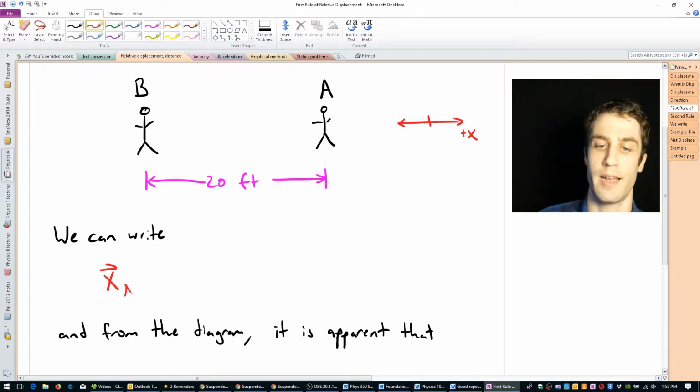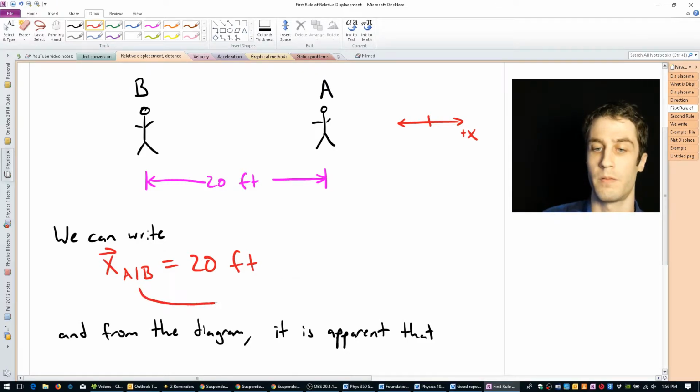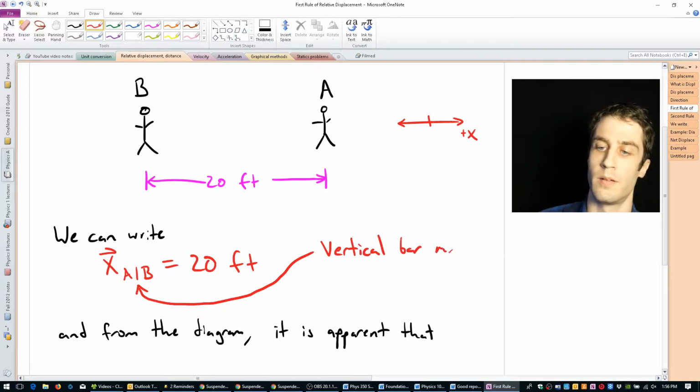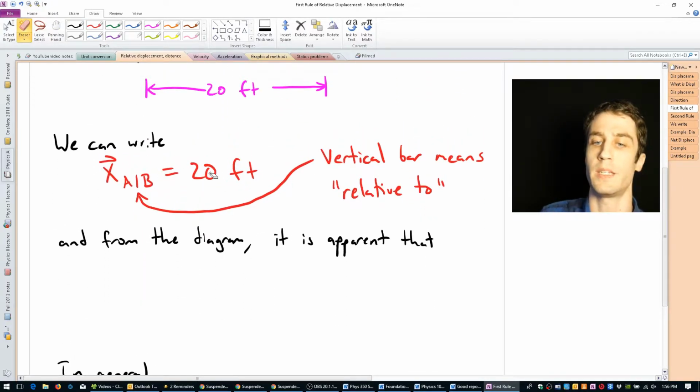Okay, so we can write x, A, and a vertical bar, and B, and we read that as XA relative to B. So I'll make that a little more clear in just a second, is equal to 20 feet, or positive 20 feet. Okay, so again, the vertical bar means relative to. So you write XA relative to B equals 20 feet.